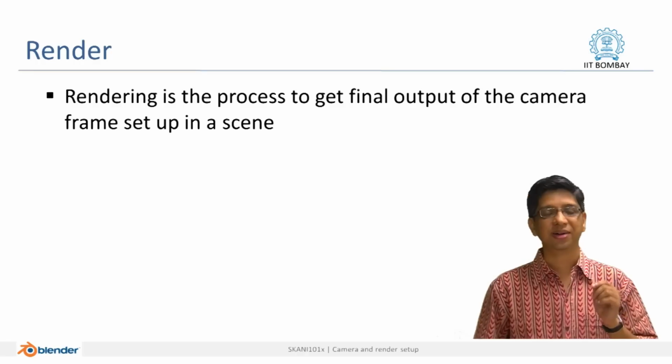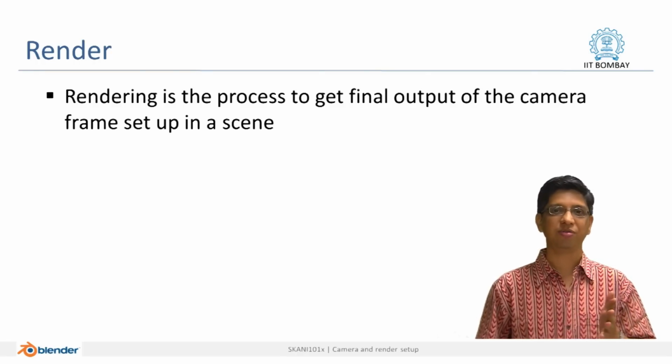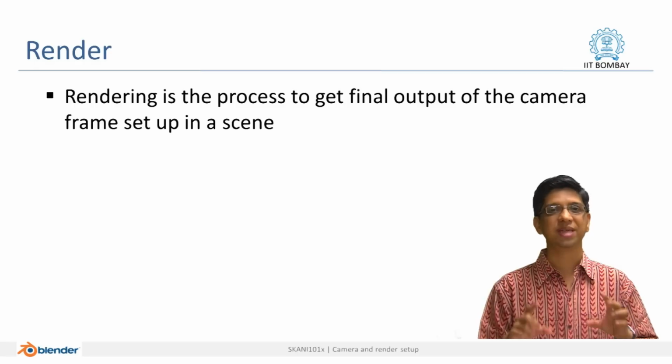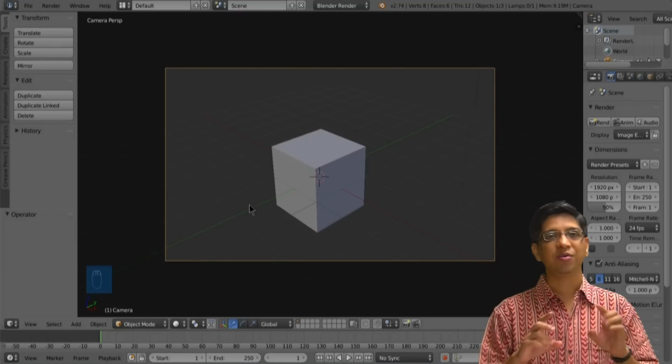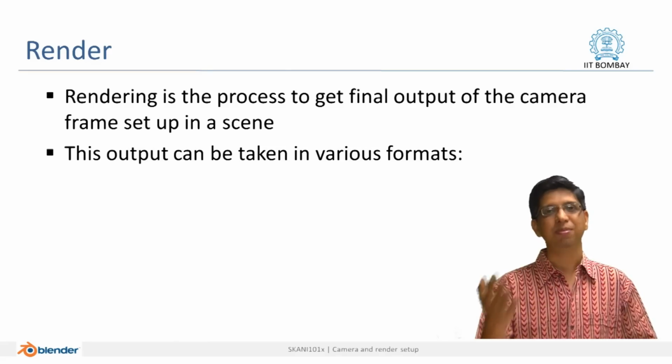Now that you have seen what a camera setup is, let us go ahead and see how to take an output of what you are creating in Blender. For that we have a process called rendering. Rendering is a process in which you can take the final output of the frame which is set by your camera, and whatever is visible within that frame would be rendered out in a file format which is suitable for you. Essentially, Blender can give you multiple outputs.